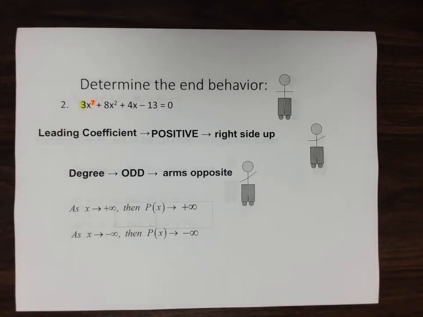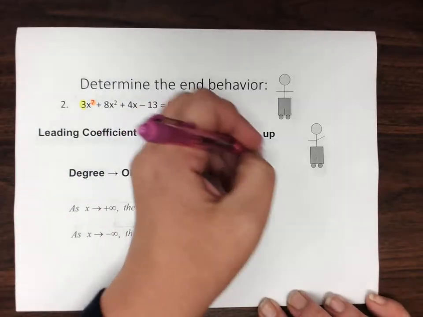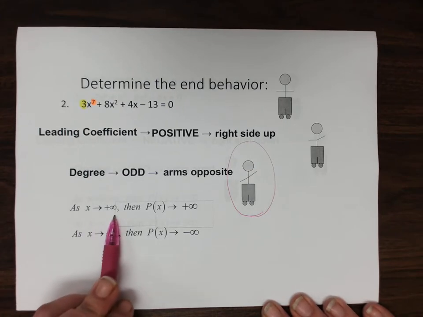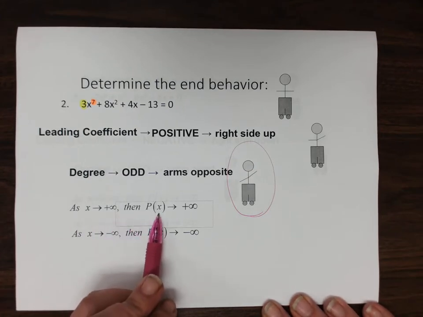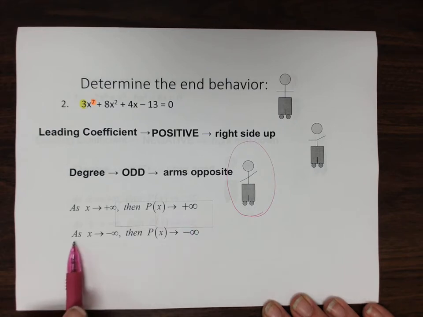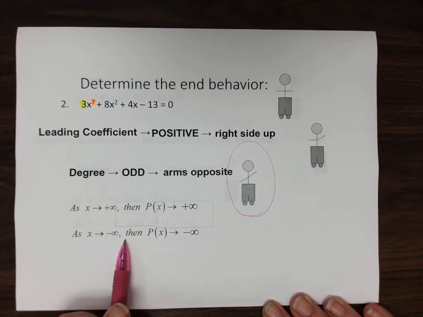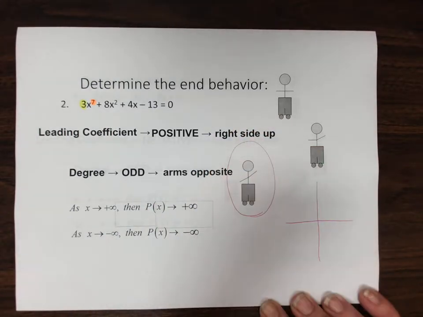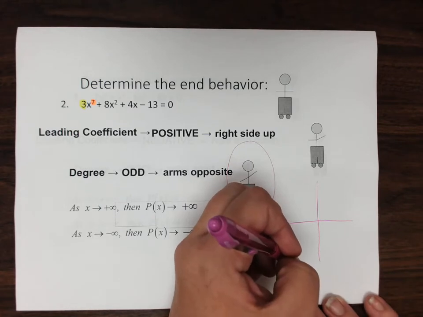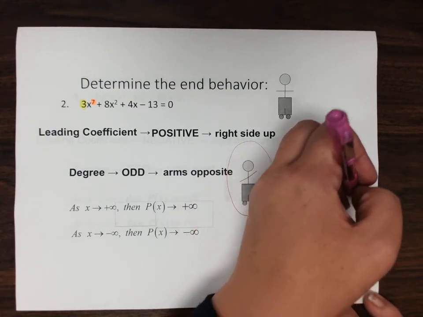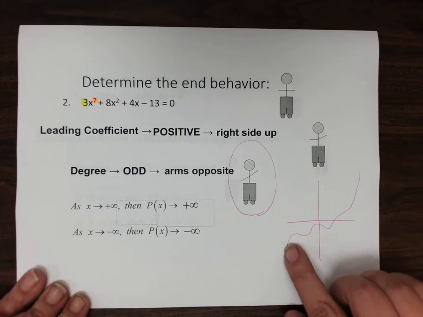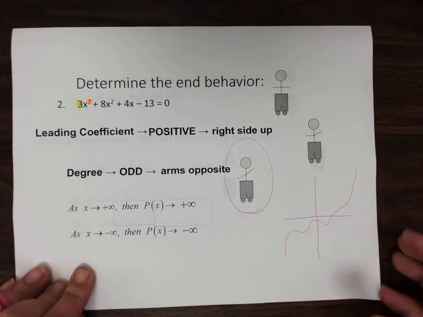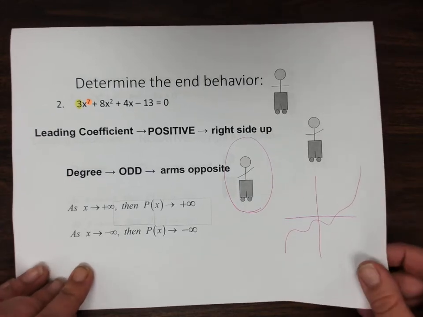And because it's odd, then that means that the arms are opposite. It's this picture. But it is going up on the right side. So as x approaches positive infinity, then p of x approaches positive infinity. As x approaches negative infinity, then p of x approaches negative infinity. Because recall, again, even though it's not going to look exactly like a cubic graph, it would look something kind of like this. And it's kind of going to be going down on the left side and up to positive infinity on the right side. Again, this is not what the graph really looks like. It's just a very generic sketch.